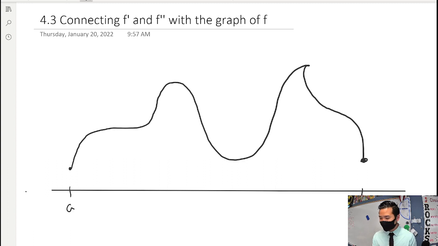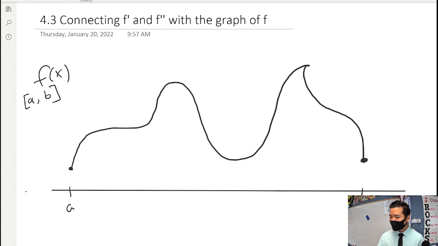So this is some function, f of x. This is a graph of f of x I just made up. I don't actually know what the real function is, but I know it's a function called f of x. And I'm looking at it on the closed interval from a to b. When you look at this function, is this function continuous?